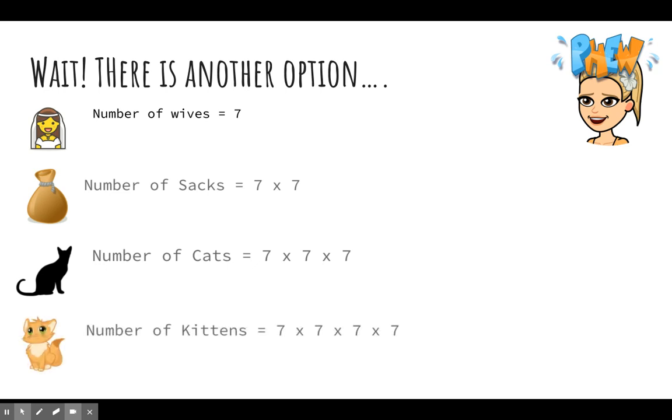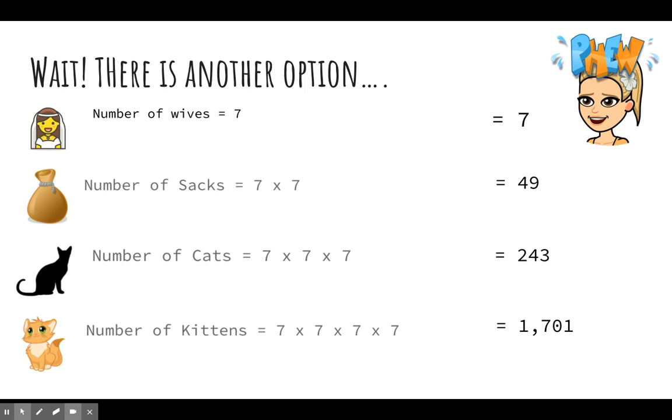Finally, each of those cats has 7 kittens. So we have to multiply the number of cats times 7 for each kitten that the cats have. So when we look at that total, the number of wives is 7. We have 49 total sacks. Each sack has 7 cats. So we have 243 total cats. And each one of those cats has 7 kittens, which means that we have 1,701 kittens. It's a lot of kittens.